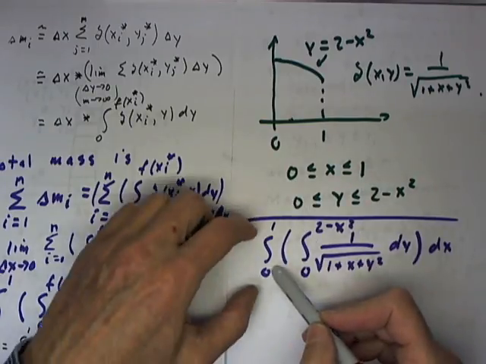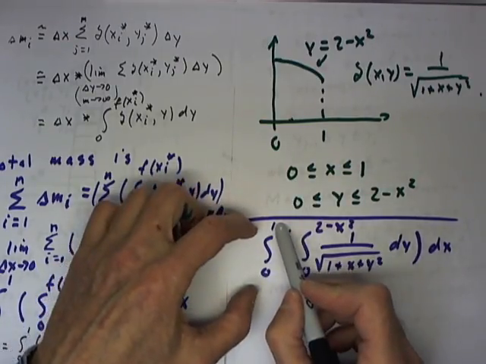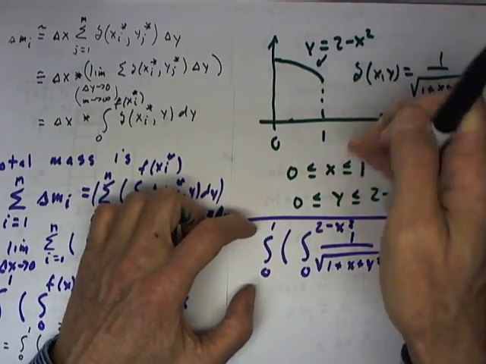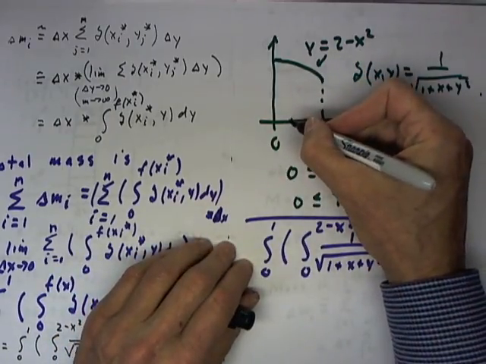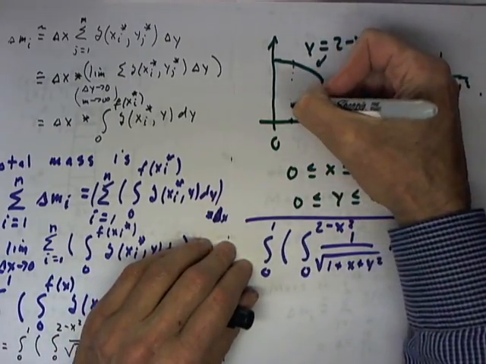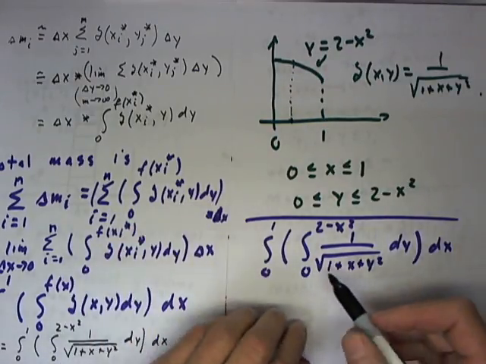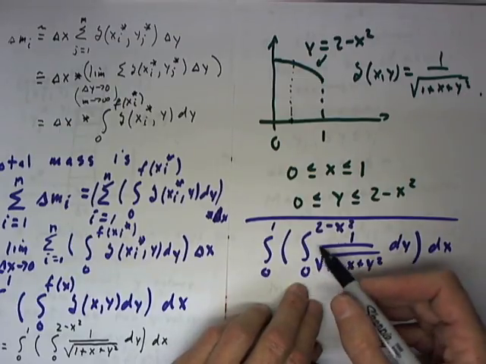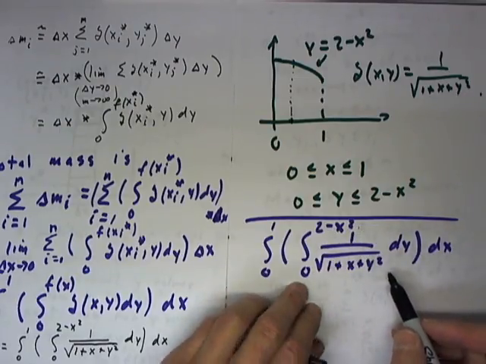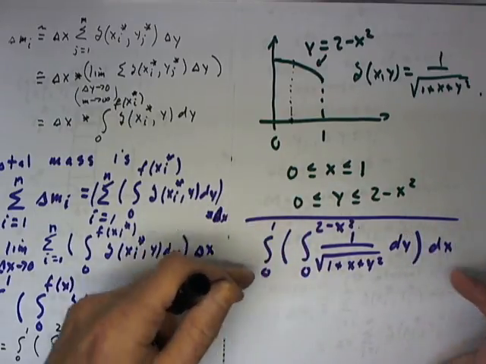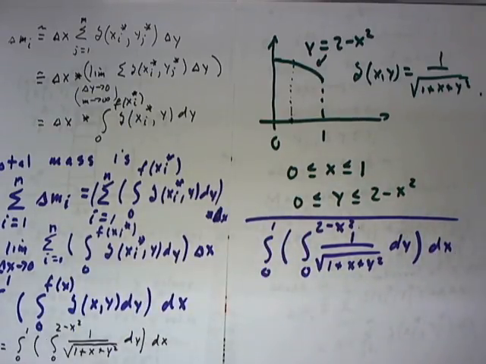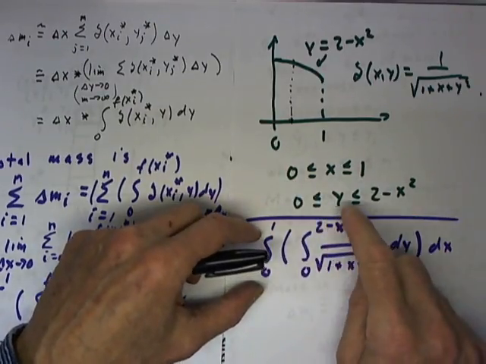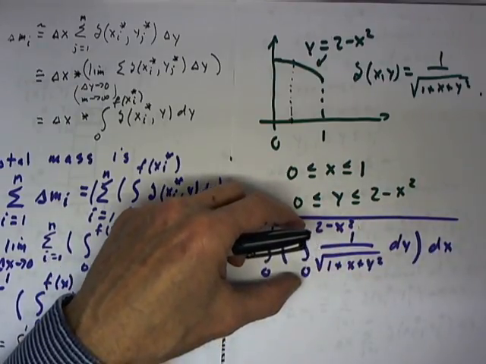X runs from 0 to 1, so x runs from 0 to 1. For every x, y runs from 0 to 2 minus x squared. So if x is here, then y runs from here to here, runs along this strip, so that we integrate our density function from y equals 0 to 2 minus x squared, integrating that result with respect to x from 0 to 1. Our limits: x from 0 to 1, y from 0 to 2 minus x squared.